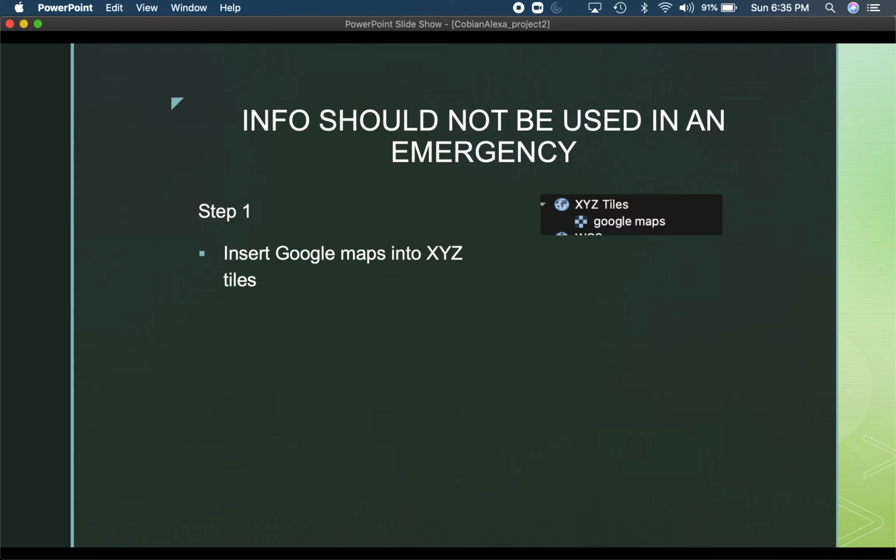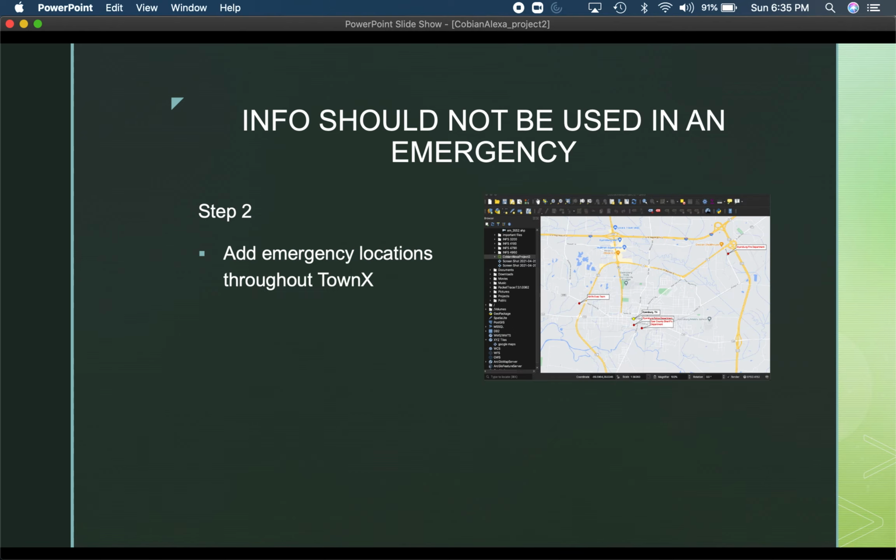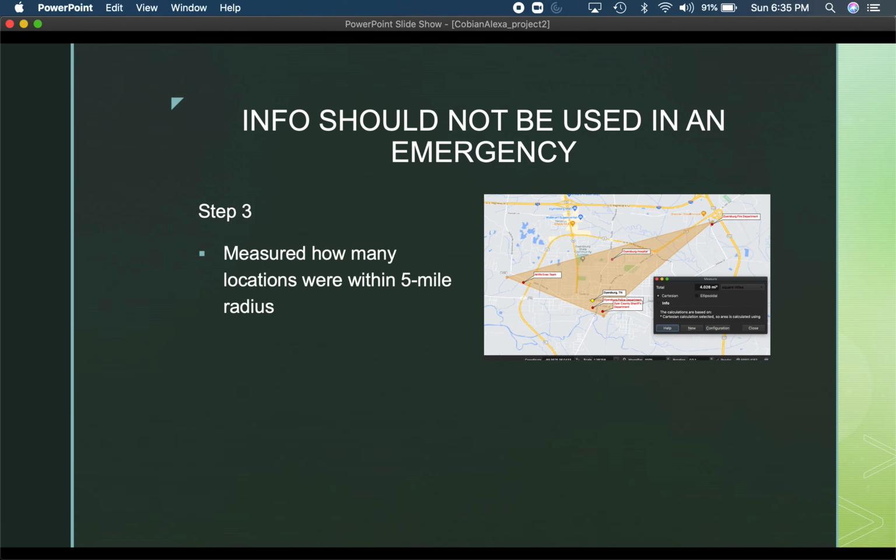So the first step that I did was that I inserted the Google Maps into XYZ tiles. I did this so I would be able to find their emergency locations more easily, and it turned out being not too bad. So the second step is that I added the emergency locations throughout the town X. I know it's kind of hard to see, but I added 5 locations that they had, and I put those in red font so that they would be indicated as emergency.